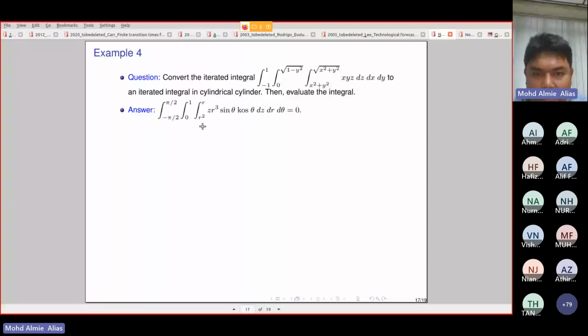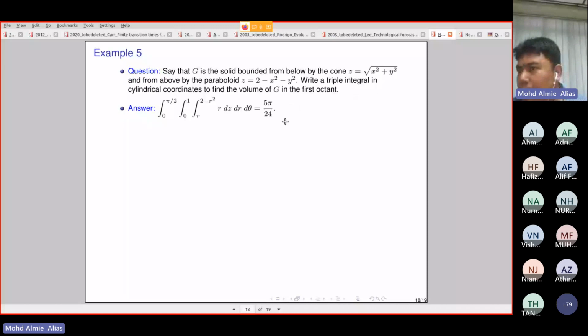So please try to solve this, and you're supposed to get 0. You can try to solve this directly, without converting to cylindrical coordinates. I don't know whether it's doable or not, but I think probably yes. And then you're supposed to get 0 as your answer.